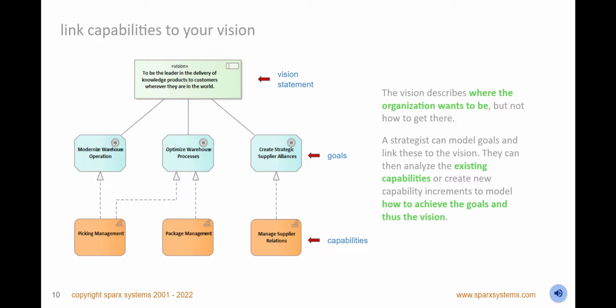A modeler can in turn connect the capabilities to application services and application components that realize the capabilities. You can view these connectors in diagrams or specialized windows like the relationship matrix.